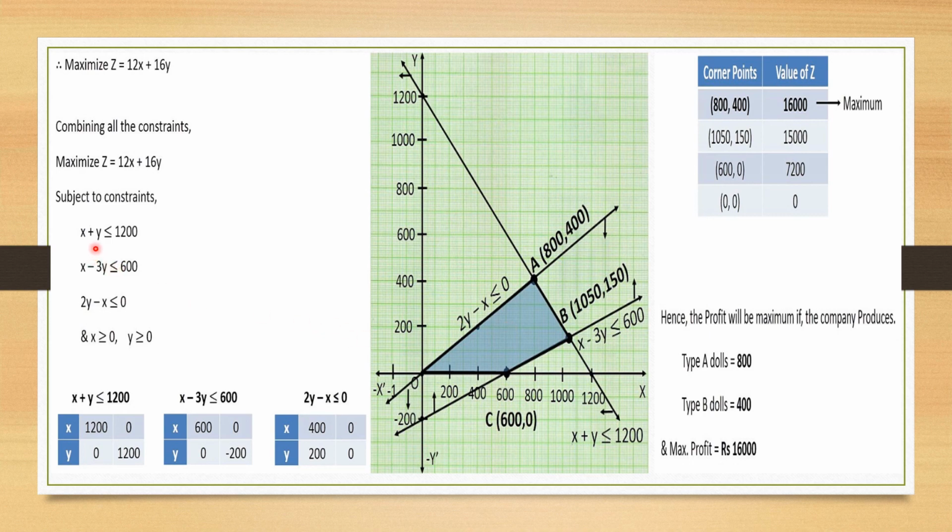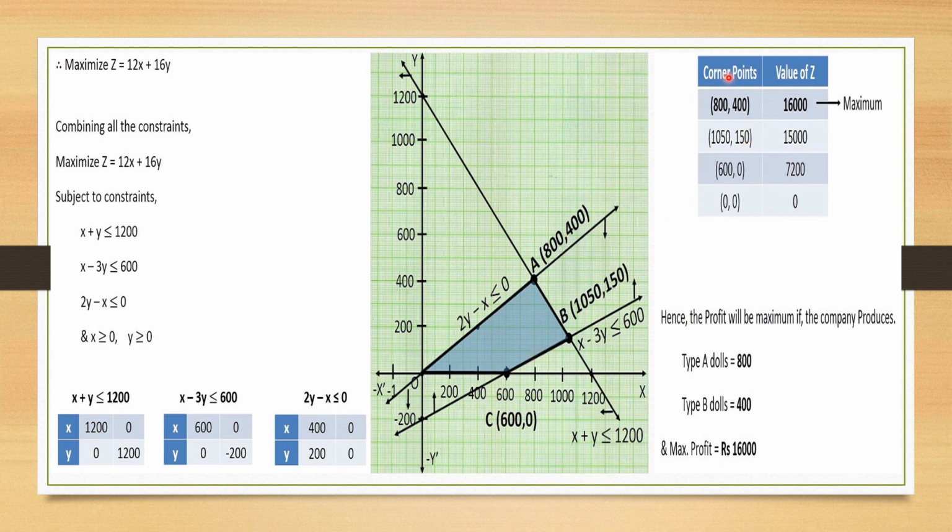Is 600 plus 200 less than or equal to 1200? Yes. 600 minus 3 times 200, y is 200, that is 600 minus 600, that is 0. Is it less than or equal to 600? Yes, and for another point it may be less than. 2y minus x: my point was 600 and 200, so 2 into y is 400 minus your x, that is 600, is negative and is less than or equal to 0. And both x and y are positive. So all conditions are satisfied by a point in this region. You can take any other point also. So this is the required shaded portion, a closed, bounded one.